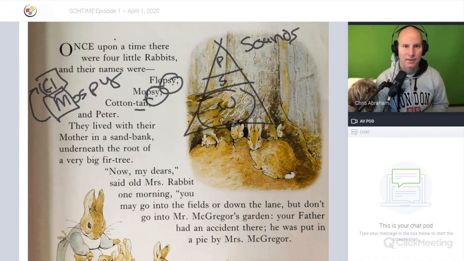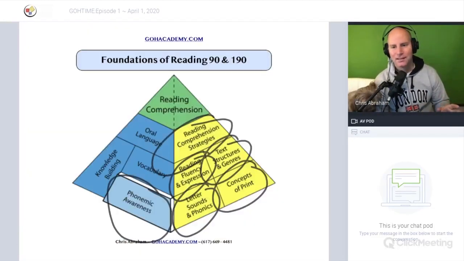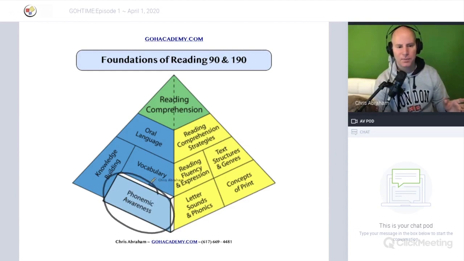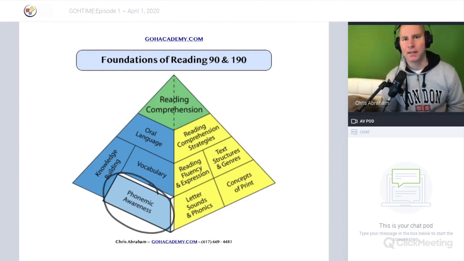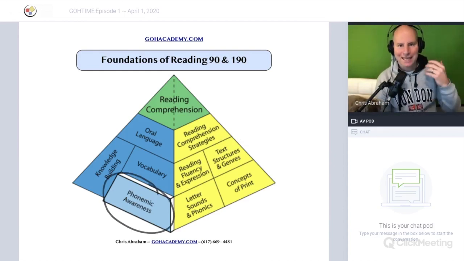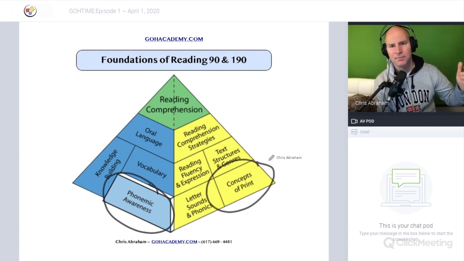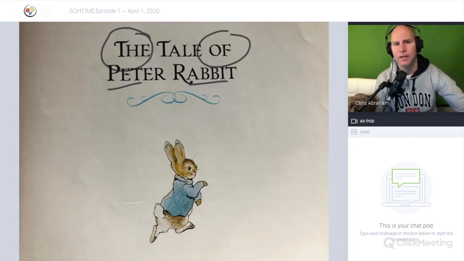Think about that. Okay. I'll go back to our list here. I'll really quickly cross off this. In reading the first page of Peter Rabbit, we have an activity that is reinforcing phonological and phonemic awareness for beginners, intermediate, and advanced. How about just concepts of print when we think about this one right here, Peter Rabbit again?